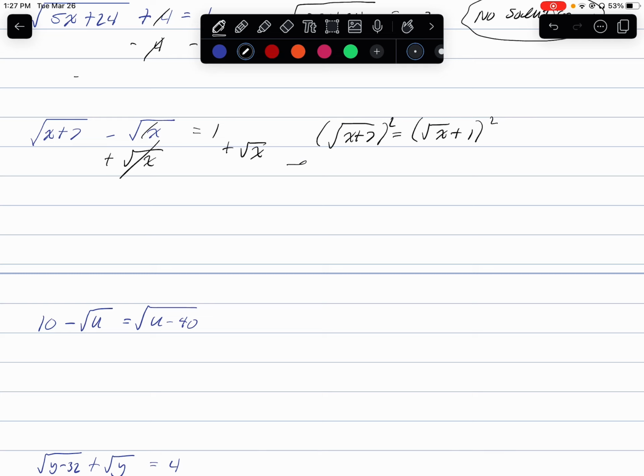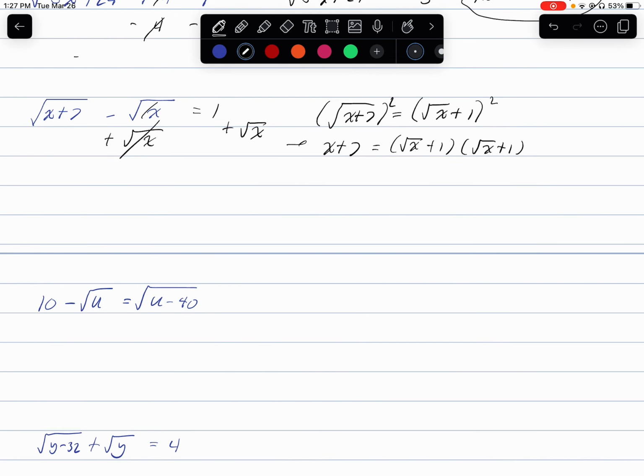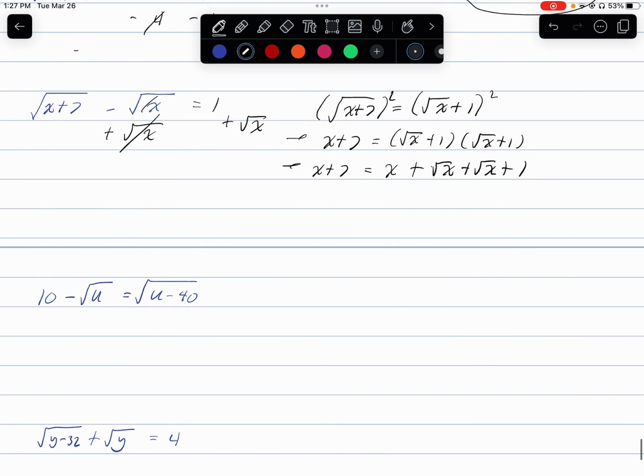And that's going to give us x plus 7 is equal to the square root of x plus 1 times the square root of x plus 1. Okay, so that'll give us x plus 7 is equal to the square root of x times the square root of x, which is just x. Okay, then we have plus the square root of x plus the square root of x again, plus 1.